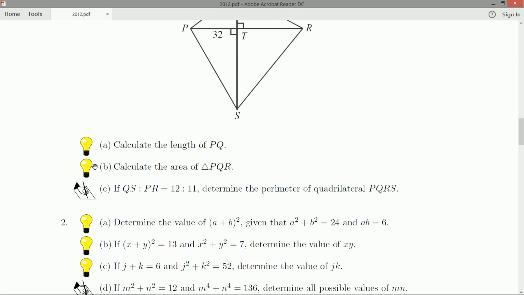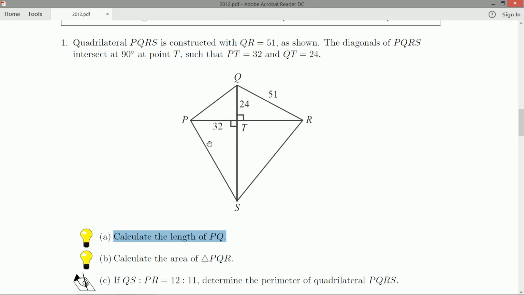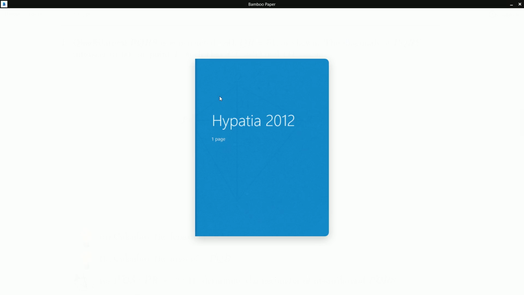So we've got 3 questions here, 2 light bulbs and a written. First question, 1A, calculate the length of PQ. Well, PQ is just the hypotenuse of this smaller PQT triangle. Okay, so Pythagoras to the rescue. So we'll open up our notepad.